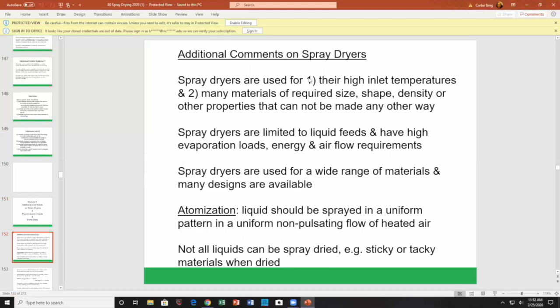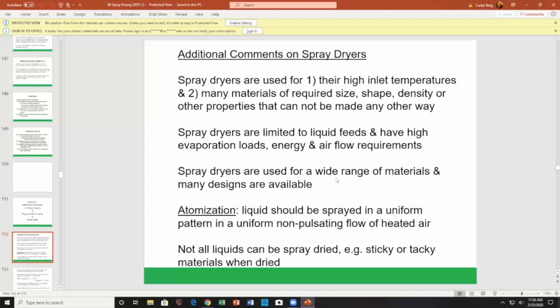Spray dryers are used, one, for their high inlet temperatures. Two, many materials require size, shape, density, and other properties that cannot be made any other way. So, like we said, you do spray drying followed by a fluid bed for the agglomeration process. Spray dryers are limited to liquid feeds and have high evaporation loads, energy and flow requirements.